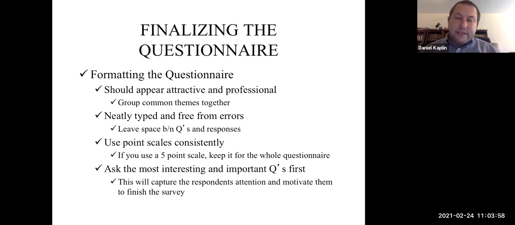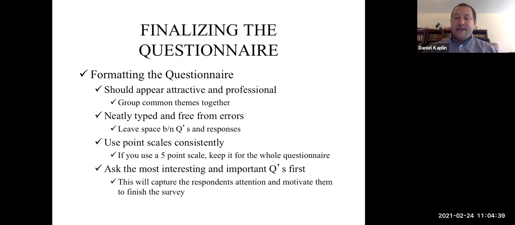So the first is that your survey should appear attractive and professional. So group themes together. Don't have it all over the place, right? That's one thing. You should make sure that your survey has no typos. It's strongly recommended that you have people read your survey to make sure that it doesn't have typos. Space things out nicely so it's visually appealing. I've seen surveys where they try and cram too much on a page, and people aren't going to want to do your survey that way. So leave space between questions and responses.